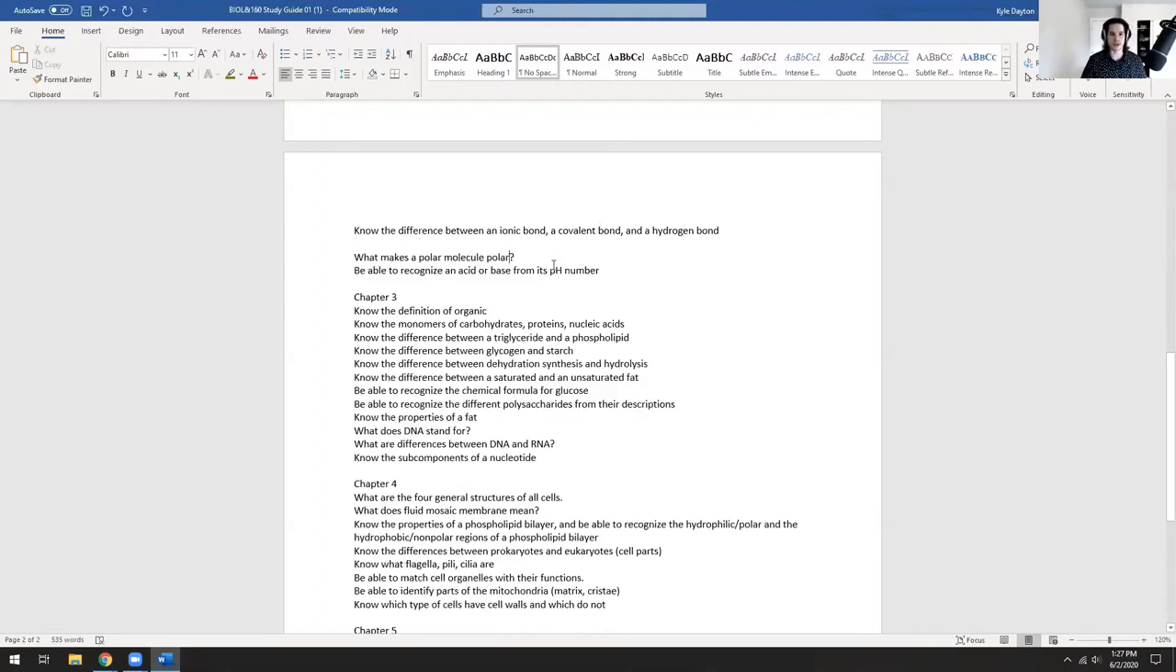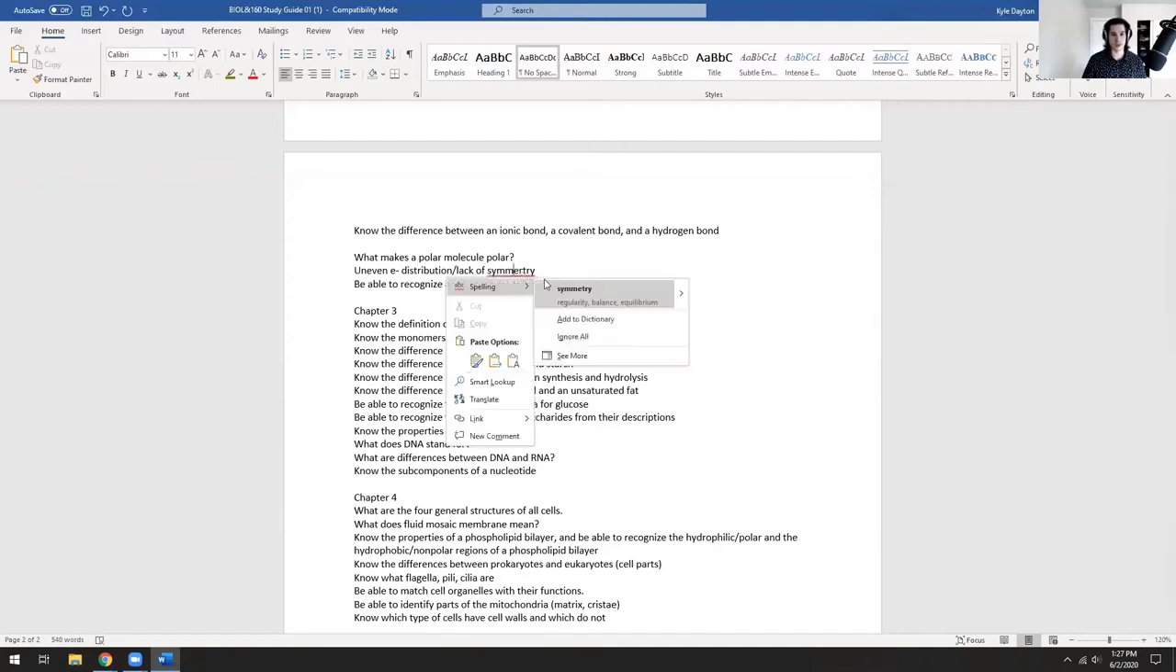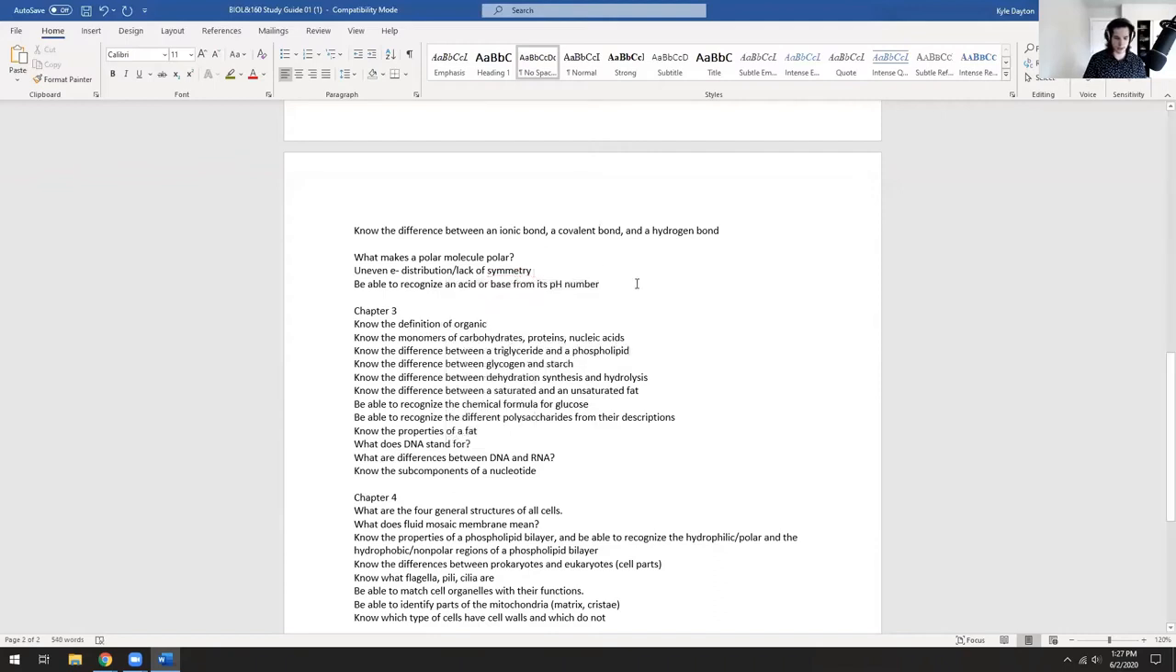What makes a polar molecule polar? That's simply having an uneven electron distribution and a lack of symmetry. Because we know that CH4 is the perfect example, where you have that carbon in the center, and then you have a hydrogen, hydrogen, hydrogen, hydrogen. It's perfectly symmetrical. You can't cut a line down the middle to where you have more electrons on one side or the other, therefore it's not polar.